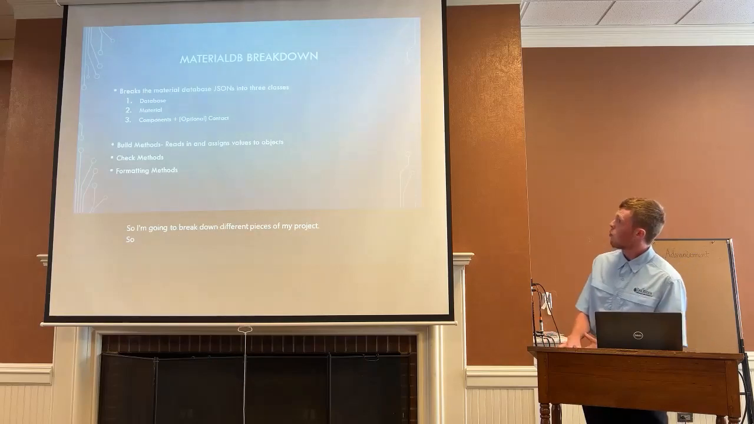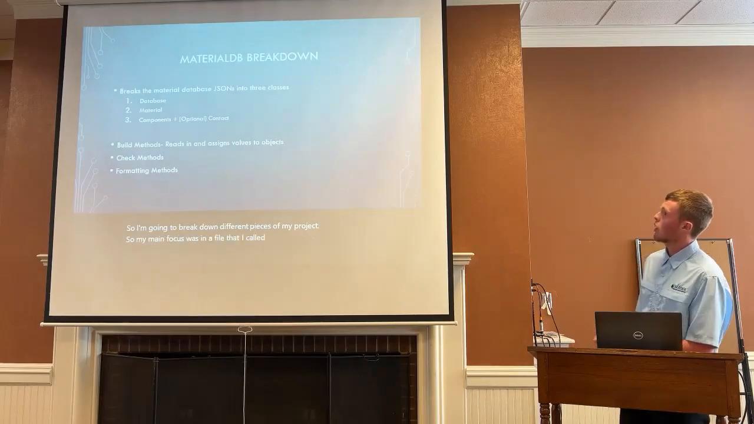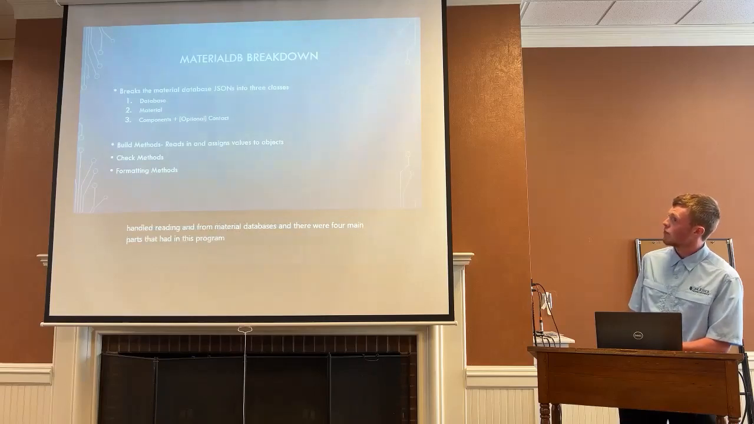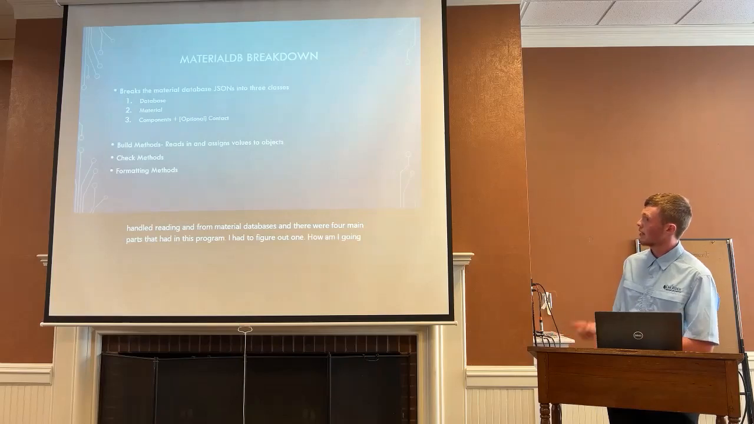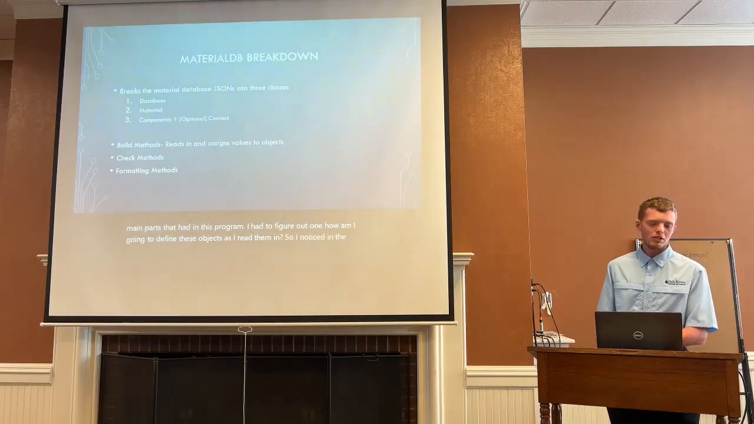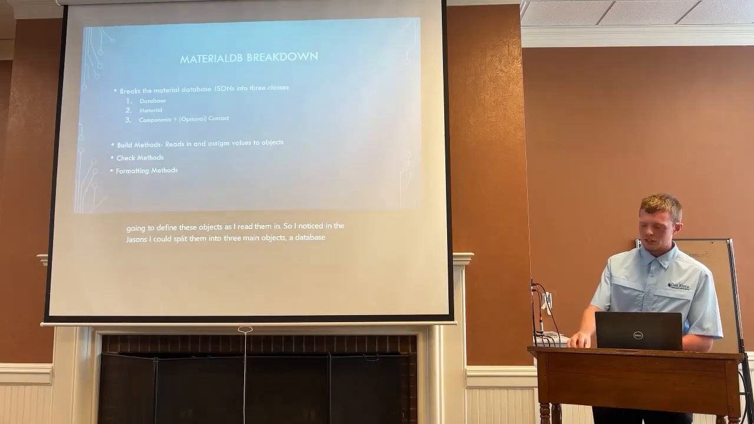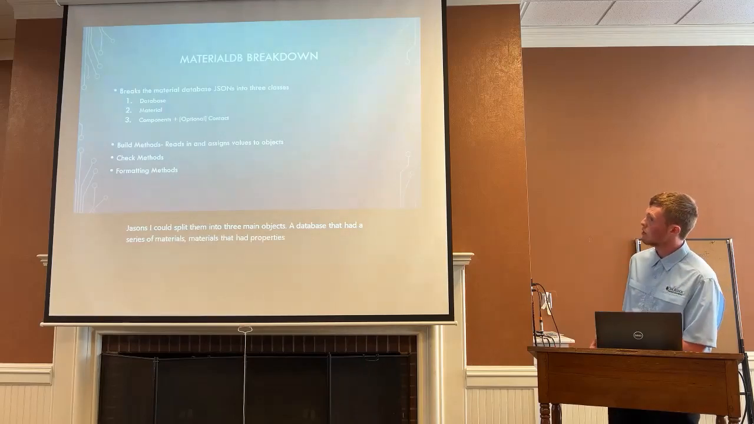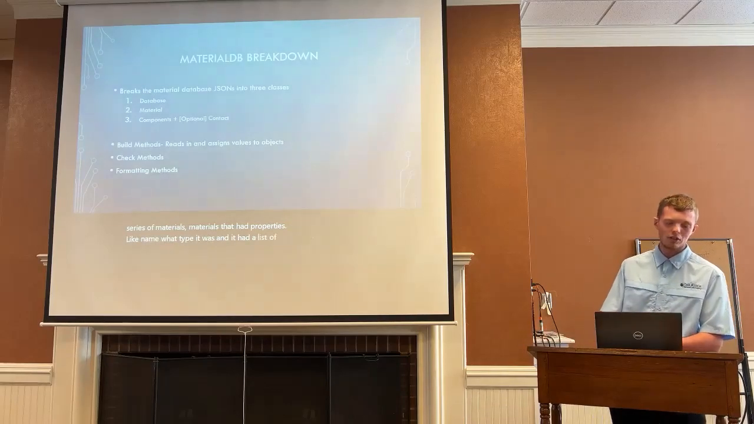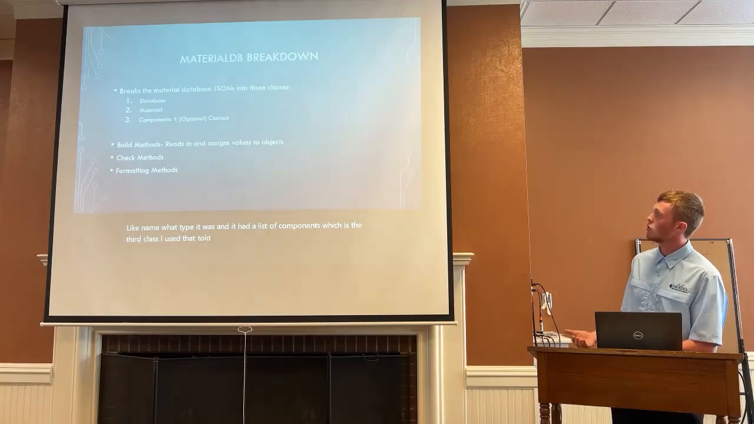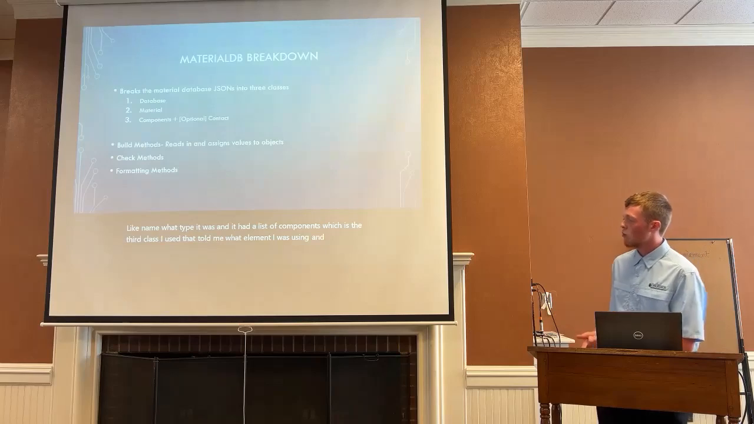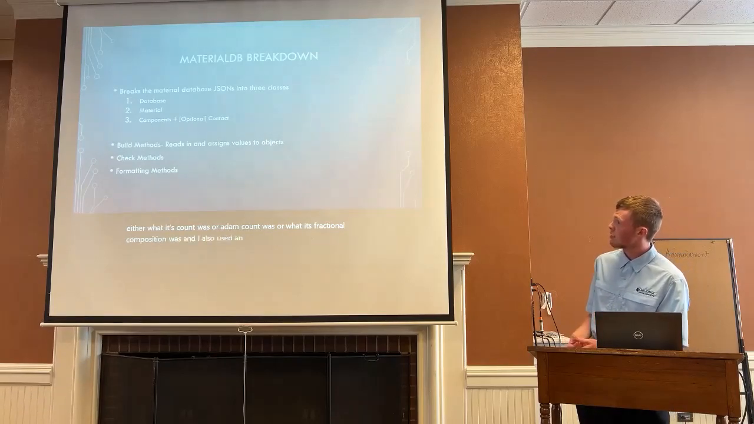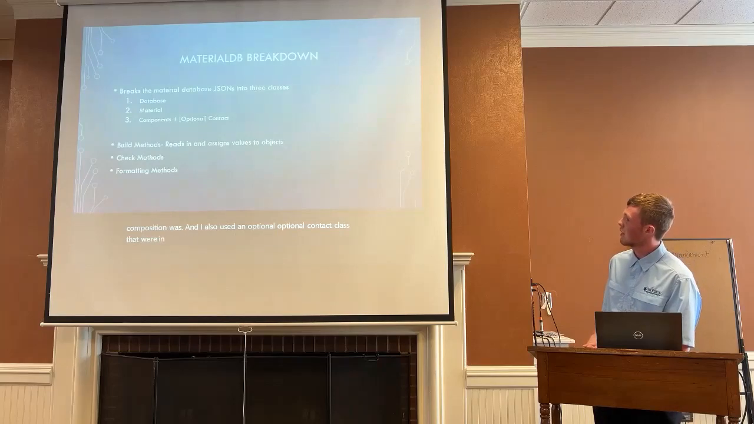So my main focus was in a file that I called material.db, which is where I handled reading in from material databases. And there were 4 main parts that I had in this program. I had to figure out, one, how am I going to define these objects as I read them in? So I noticed in the JSONs, I could split them into 3 main objects: a database that had a series of materials, materials that had properties like name, what type it was, and it had a list of components, which is the 3rd class I used, that told me what element I was using and what its atom count was, or what its fractional composition was. And I also used an optional contact class that were in a couple different databases that I used.